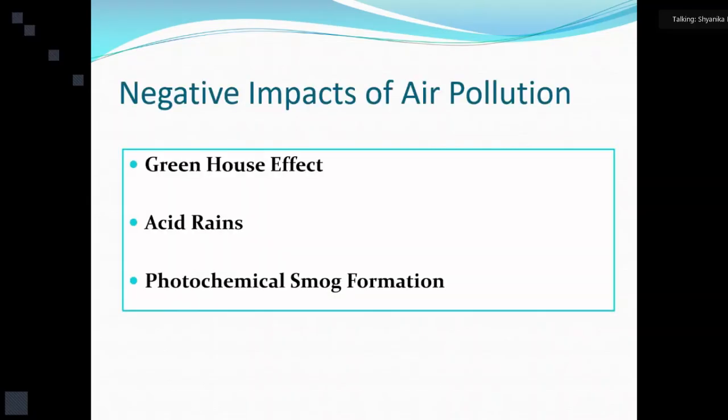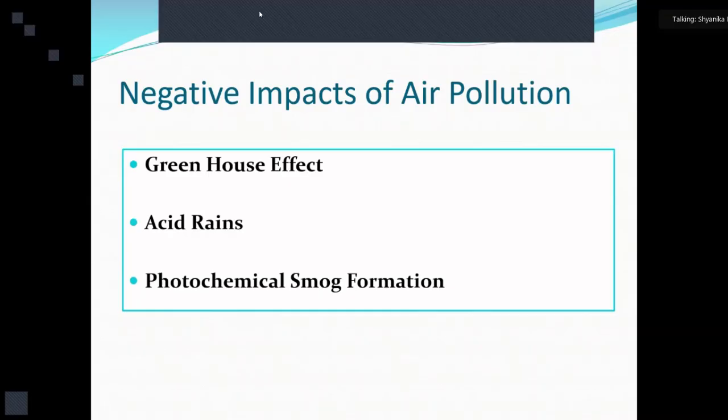Right. These are the major three negative impacts of air pollution. Hereafter, what are the three negative impacts? Greenhouse effect, acid rains, and photochemical smoke formation. Those are the major three negative impacts of air pollution. Other than that, we can say another air pollution impact, that is ozone layer depletion as well, right?